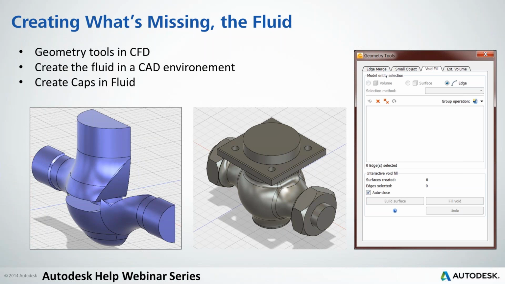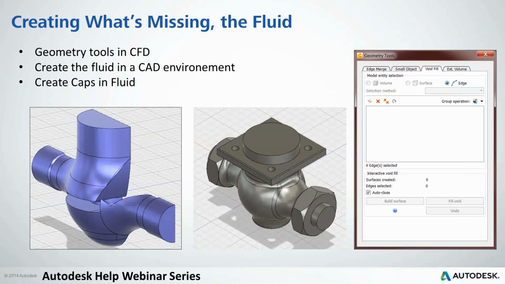We can create the fluid ourselves, which, yeah, it's not hard if we're doing pipe flow, because I know how to extrude a cylinder. But when we get into a complex model, it's very difficult to get that fluid volume. What we can do is cap our inlets and outlets, make airtight cavities, and then as soon as we come into CFD, CFD will automatically create the fluid volume for us.